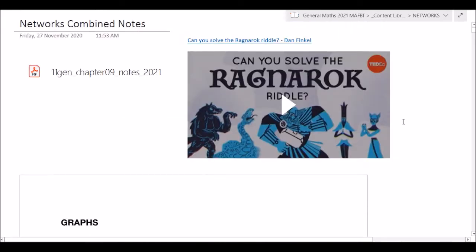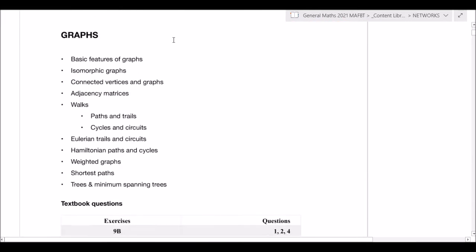So this new topic is called networks. I've talked about this before, and you have done a bit of this in your matrices. But here we'll go into a bit more depth into what it is and its applications. Some things that we'll cover will be each exercise. Today we're just going to look at basic features of graphs. We'll look into the rest of these as we go.